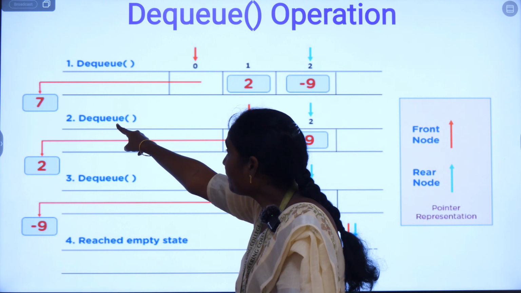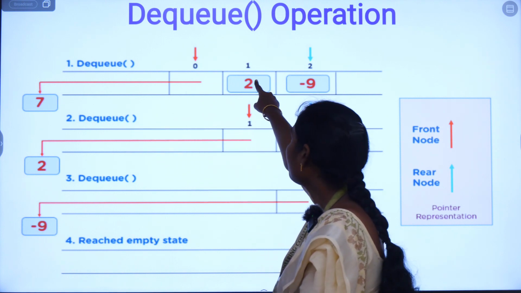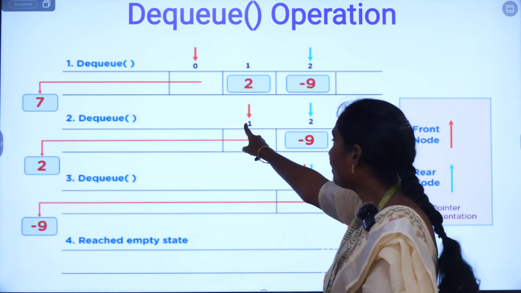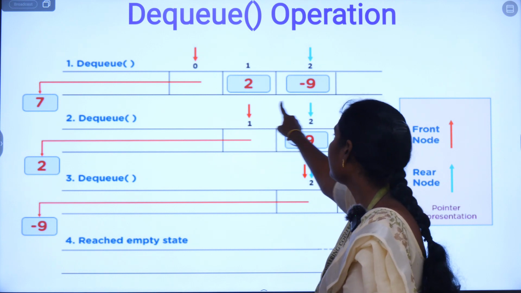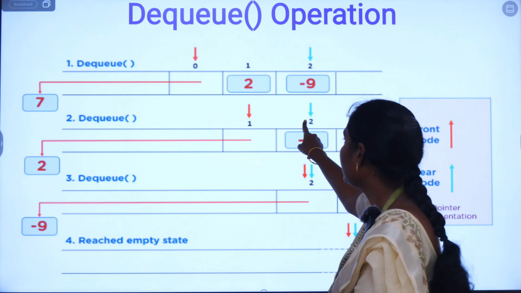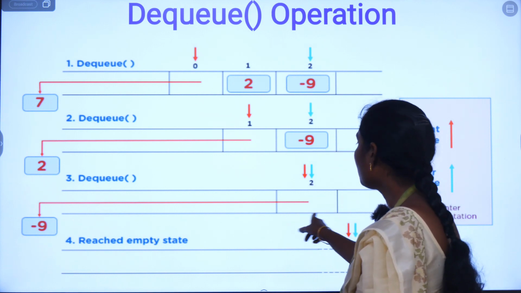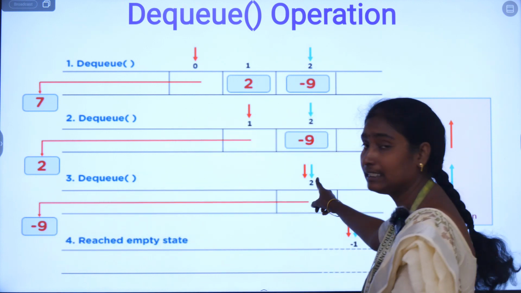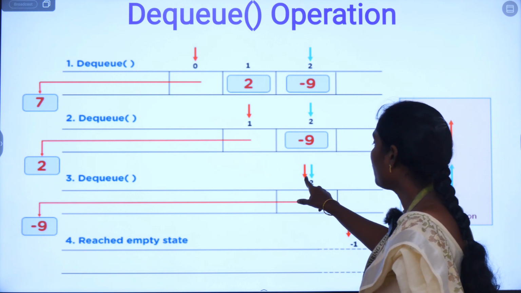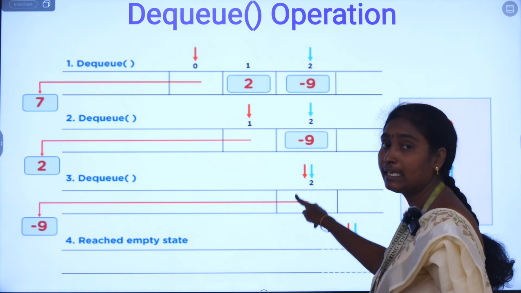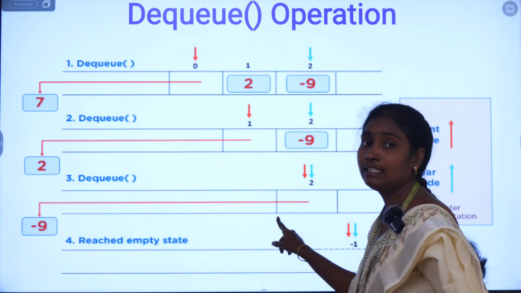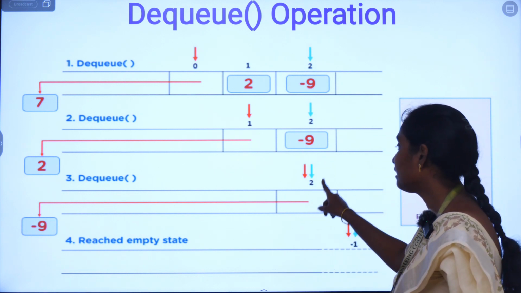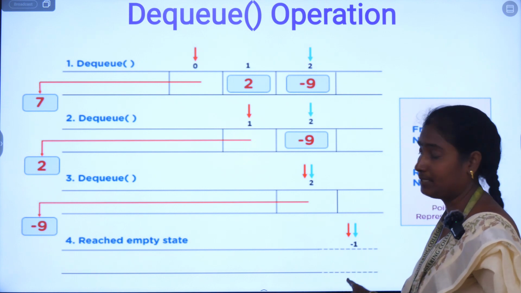Again, the second time I perform the DQ operation, first you have to access the element 2, then you have to delete it. Once you have deleted the element, the front pointer has to point to the next element. From that position, first you access the element, then you remove it. If you see here, the front pointer and rear pointer are both pointing to the same position; after the third time it means your queue is empty. If your queue is empty, both the front pointer and rear pointer have to be marked as minus 1.